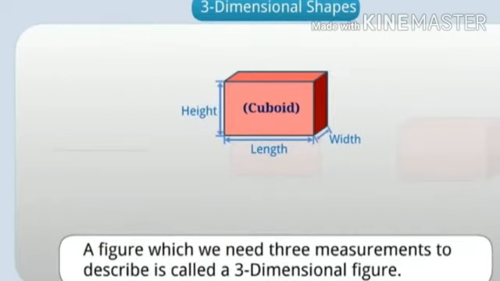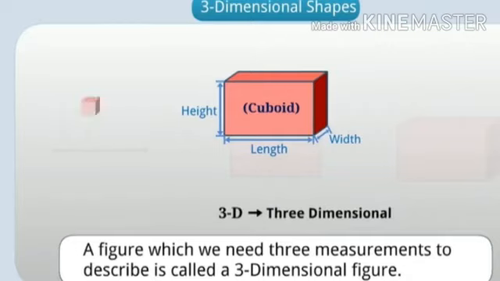Absolutely right. This shape is a cuboid. To describe it, we need to tell the measure of its length, height, as well as width. A figure in which we need three measurements to describe is called a three-dimensional figure. In short, we write 3D for three-dimensional.